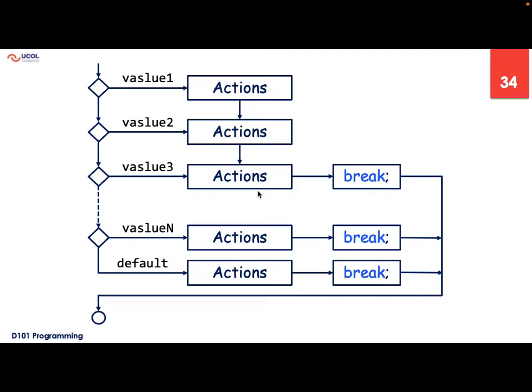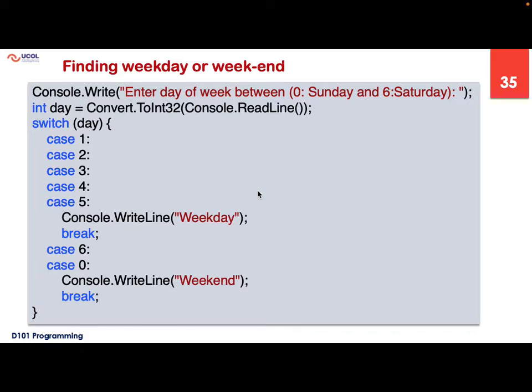For example, the same day example. If I say I only want to find out whether it is a working day or a weekend. So 1, 2, 3, 4, 5, they are working days or the weekdays. Okay. And for the 6 and 0, it is a weekend. Yeah. So we can do something like this.